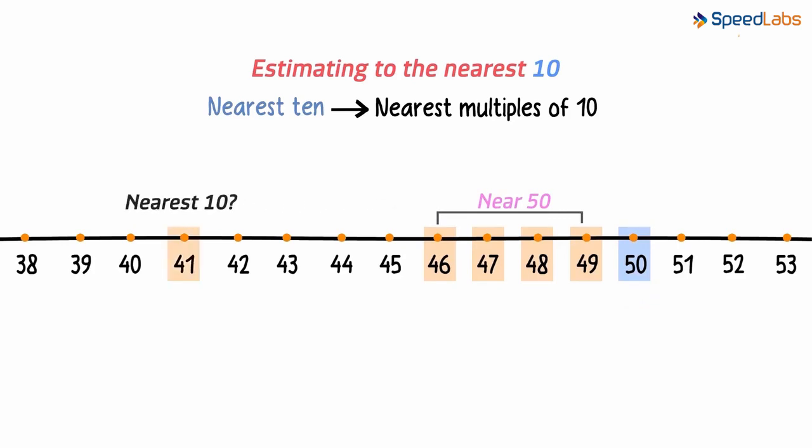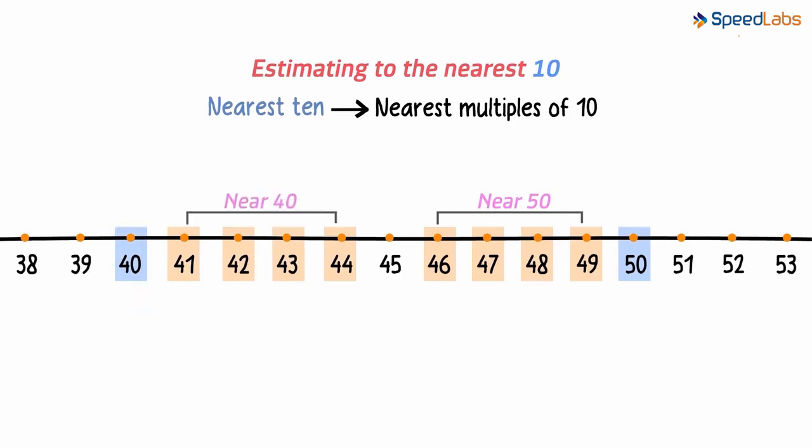What about 41? Is 50 here the best estimation for 41 to the nearest 10? Not really. If we are talking about the nearest multiple of 10, then 40 is much nearer to 41 than 50. So 40 is the best estimation of 41 as the nearest multiple of 10. 40 is also the best estimation of 42, 43, and 44.